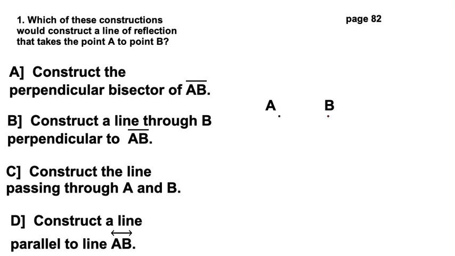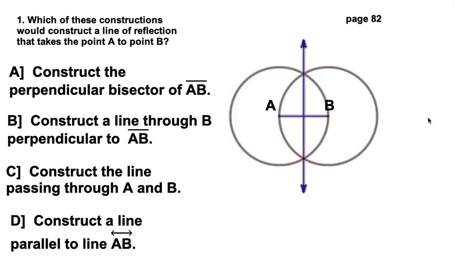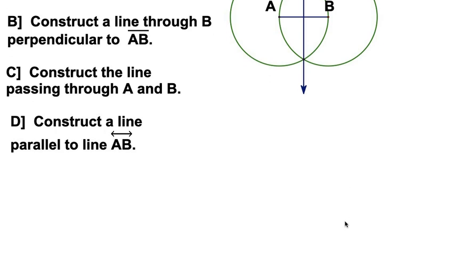The clear winner here was the very first one. The perpendicular bisector of the segment AB is the axis of reflection, if A was the pre-image to reflect onto B, or vice versa. Okay, that's one down. Page 82 we're on.